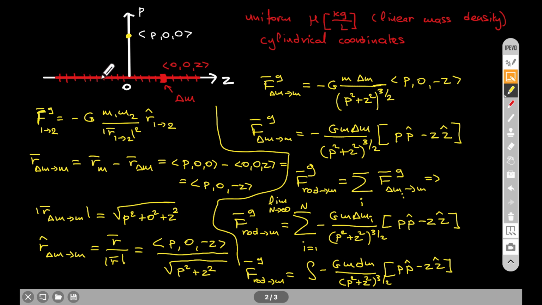Since this is a rod with uniform mass density, I do have an expectation. If there was more mass on this side, I would be expecting the force to be pointing that way. If I had more mass on this side, I would be expecting the force to have a component in this direction. What I do know is that there is the same amount of mass on both sides of the origin on the z-axis. So this is telling you something about the z component.